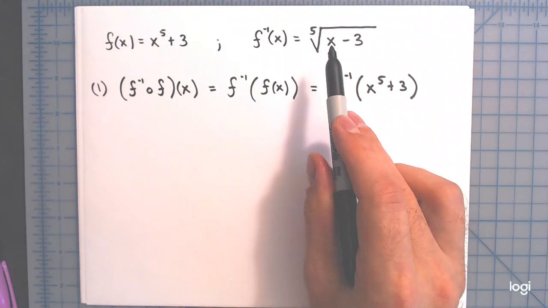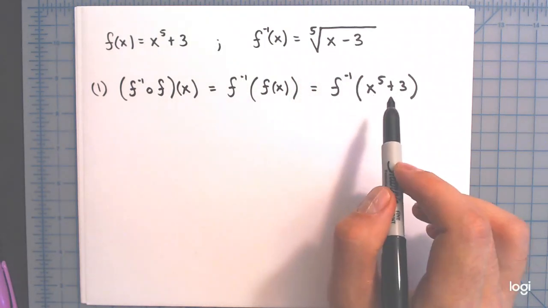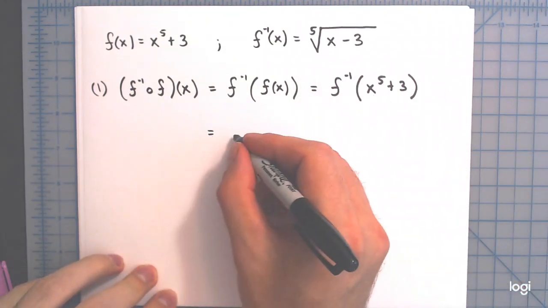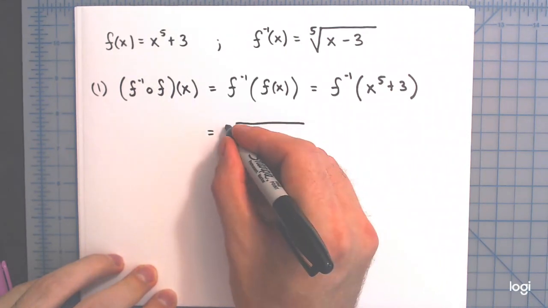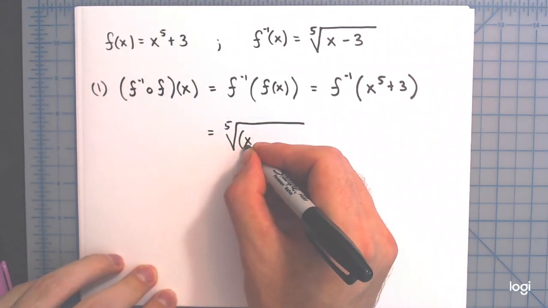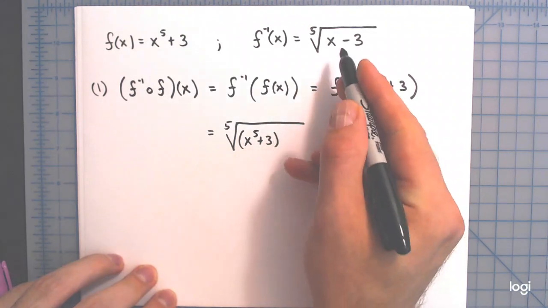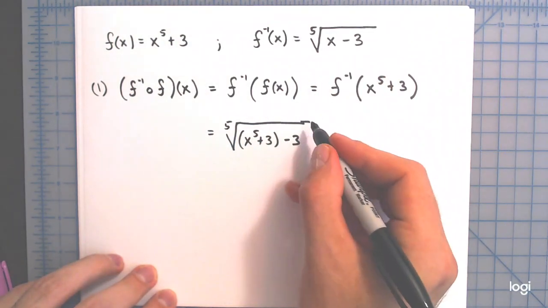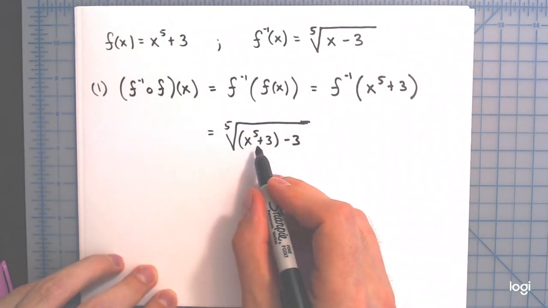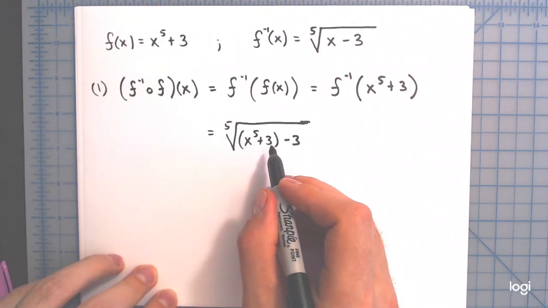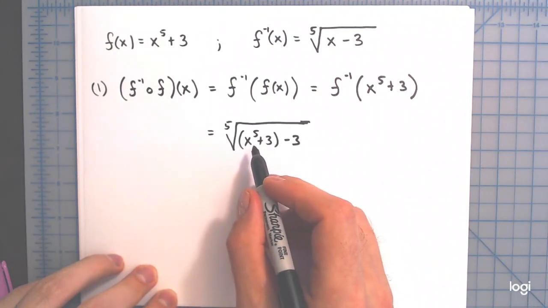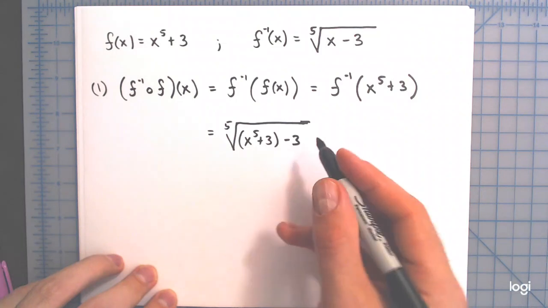So I replace the x in this rule with the quantity x to the fifth plus 3. So this is the fifth root of x to the fifth plus 3 instead of x, and then minus 3. Now really there was no need for parentheses there because it's not being multiplied by anything or raised to powers. And then what is x to the fifth plus 3 minus 3?